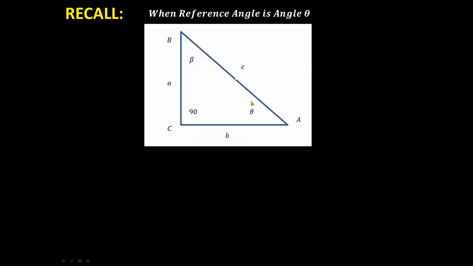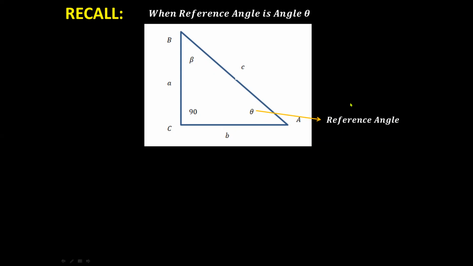So let's proceed. For our first slide, recall again, what if a reference angle is theta, the angle theta? So kailangan hindi mo kinakalimutan, anak, na pumili ng reference angle. Sa pagkakataong ito ang pipiliin nating reference angle, gagamitin natin yung symbol na theta, which will represent the angle of our given right triangle. Kung ito yung ating right triangle, sabi dito, ang reference angle natin ay ang theta. So yan ngayon ang ating reference angle.